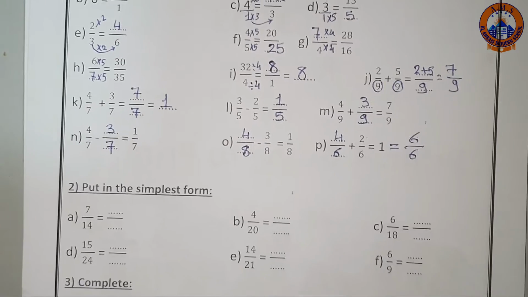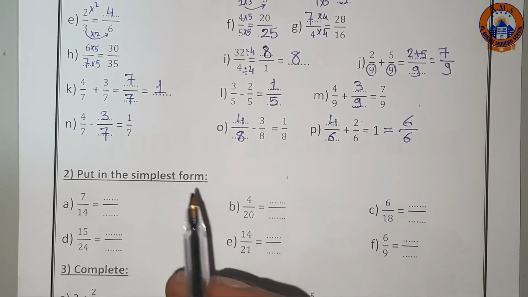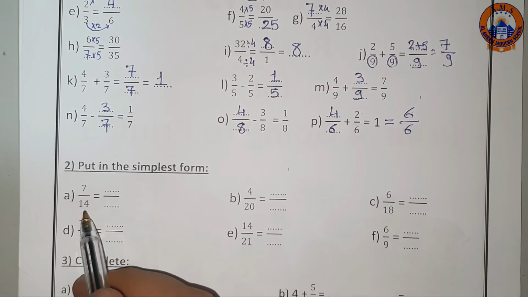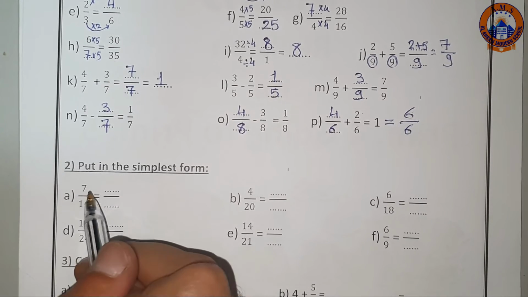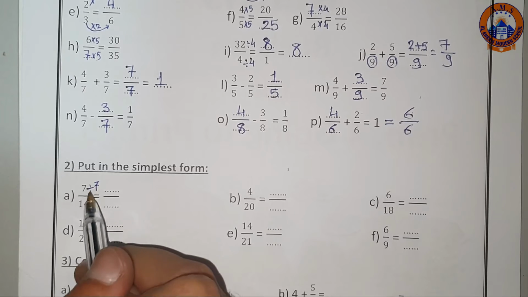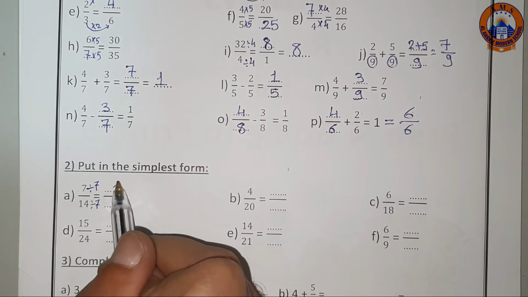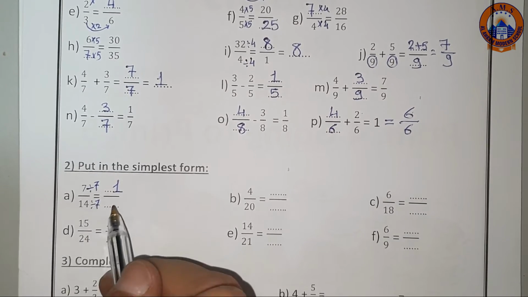Let's move to question number 2. Put each of the following in the simplest form. We know that 7 and 14 are in table 7, so we can divide both of them by 7. 7 divided 7 equals 1, and 14 divided 7 equals 2.